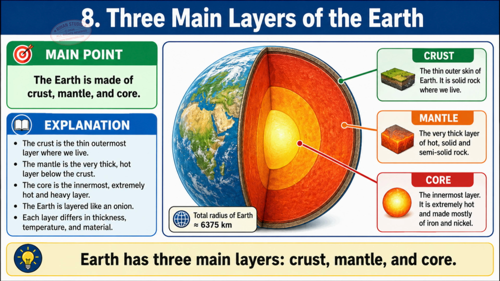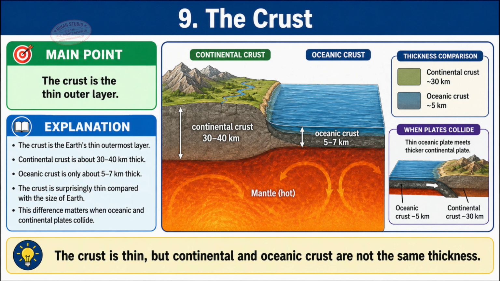The Earth is layered like an onion. The crust is the thin, solid outer skin we live on. The mantle below it is very thick, hot, and mostly solid. And the core at the center is extremely hot and heavy. Each layer differs in thickness, temperature, and the material it is made of, and together they control what happens at the surface. The crust. The crust is the thin outer layer.